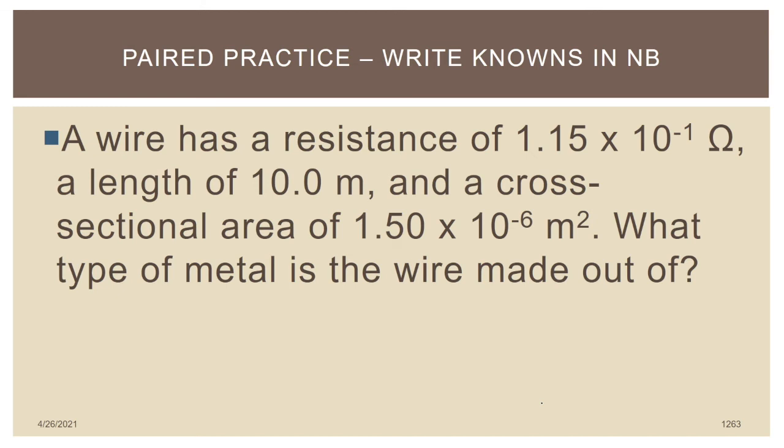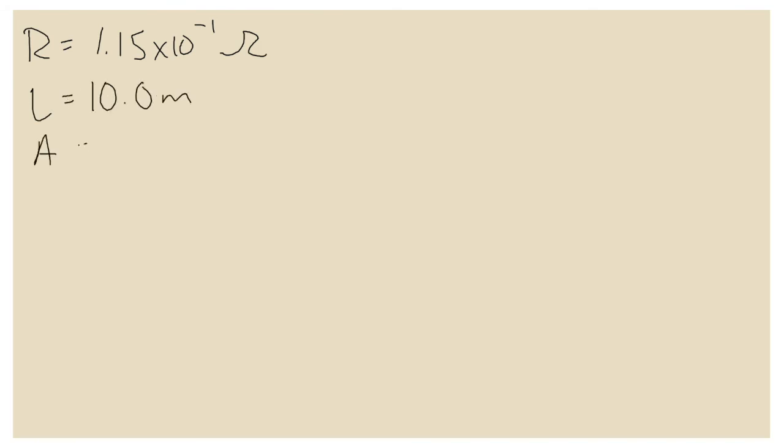Because this problem says a wire has a resistance. The resistance is 1.15 times 10 to the negative 1 ohms. Notice the resistance of the wire is small. The length is 10 meters and the cross-sectional area is 1.50 times 10 to the negative 6 meters squared. The question says, what type of metal is the wire made out of? Huh? All right, well, let's just go ahead and write down the knowns here. They tell us R is 1.15 times 10 to the negative 1 ohms. They tell us the length of the wire is 10.0 meters, and they tell us the cross-sectional area is 1.50 times 10 to the negative 6 meters squared.